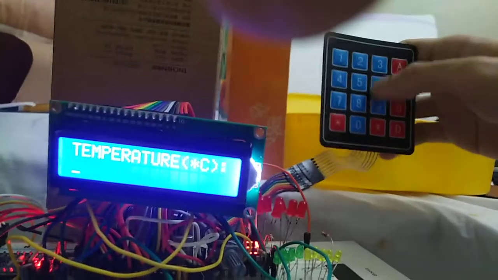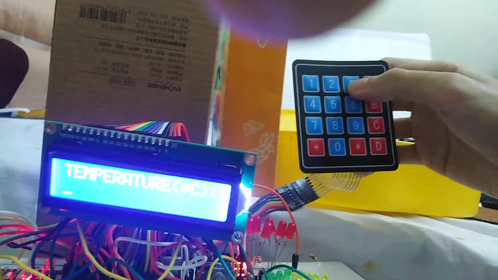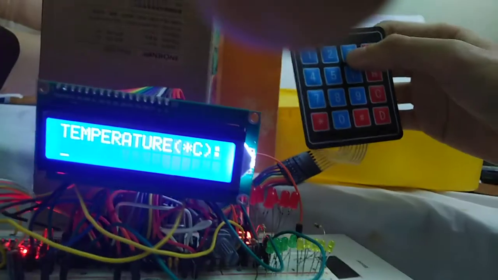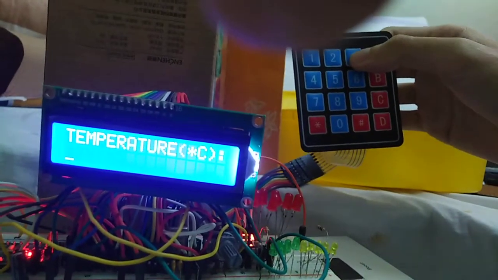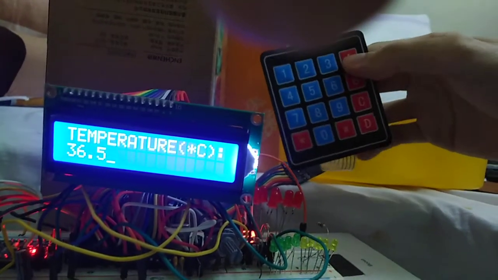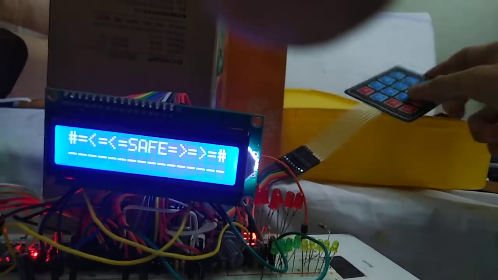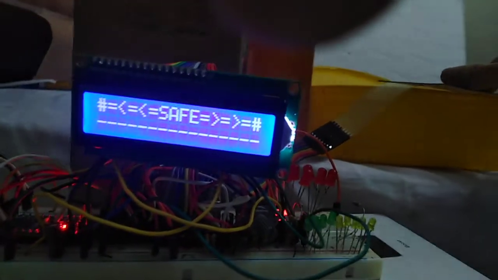Temperature again. And then maybe I write, okay, just now the unsafe temperature. So now hypothermia is unsafe. So now I write 36.5. So with this temperature, yes, you are safe. This temperature is the normal body temperature. So it blinks 5 times for the green LED.